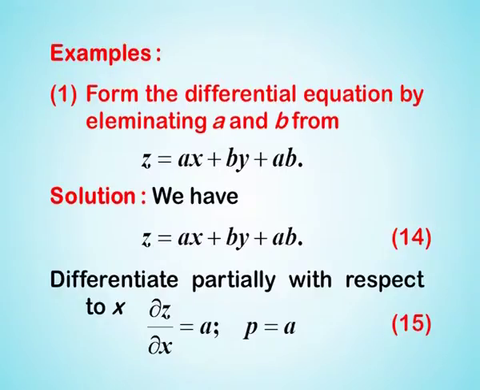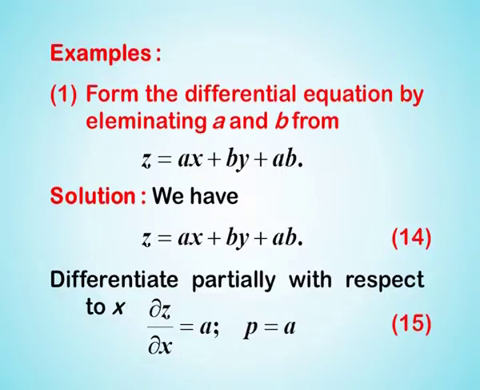This is a given equation, z = ax + by + ab. What we do is we write down the first equation given, that is z = ax + by + ab, and then differentiate it partially with respect to x. Which equation? This one. We come to 15.